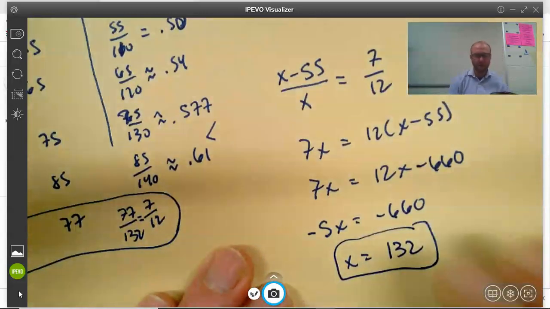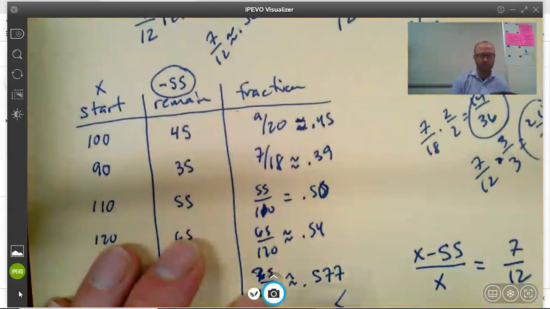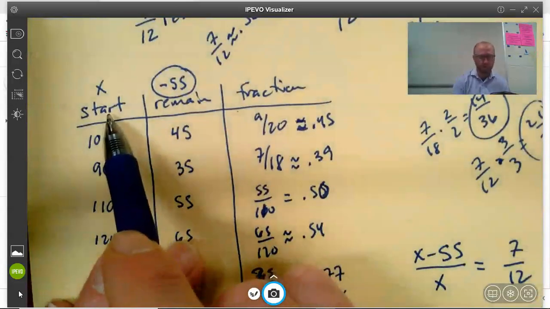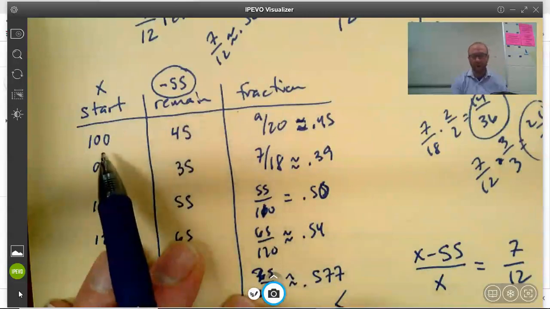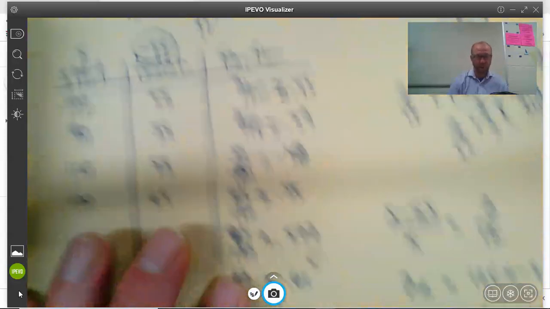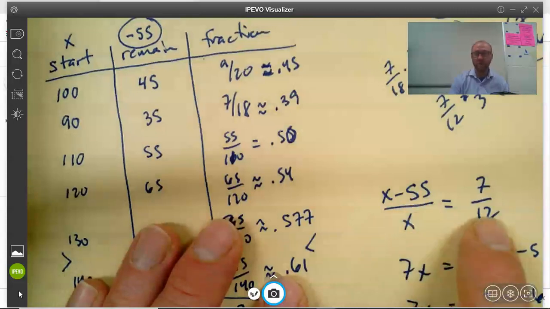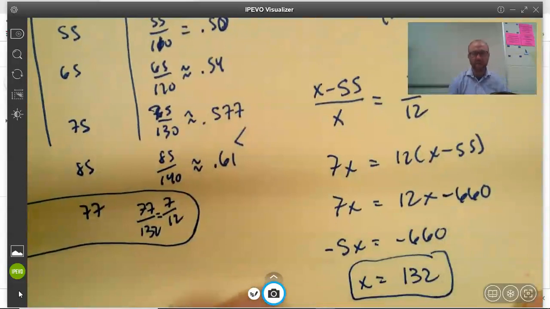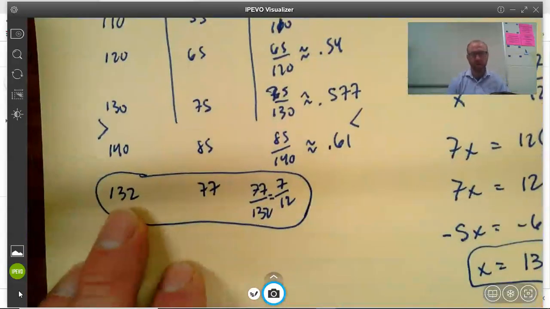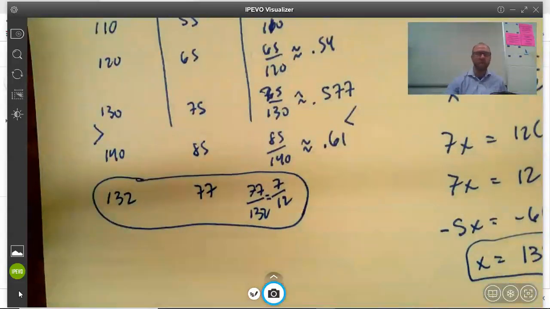Okay. So again, we could go through this kind of long, tedious process of guessing and checking. Or after you do a couple rows, you think, what am I doing here every time? I'm starting with a number. I'm subtracting 55, and then I'm taking that remainder and dividing it by the start number to see if it's 7/12. So again, I start with a number, I subtract 55, I divide by the starting number, and it should equal 7/12. And then I just have to go ahead and solve for x using the awesome power of algebra to end up with x is 132. And then we could always go back and check to make sure that actually works. 132, take away 55, leaves 77. And 77 out of 132 is in fact 7/12 of the people that remain. Whew, that was a long one.